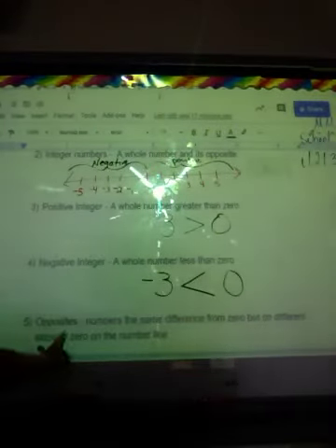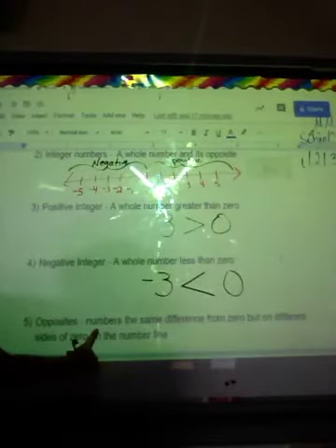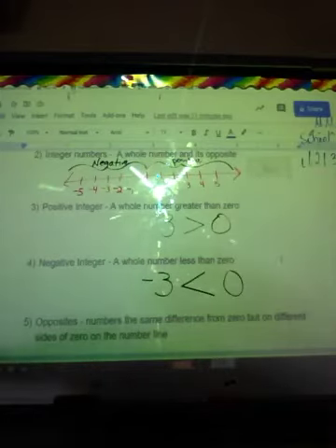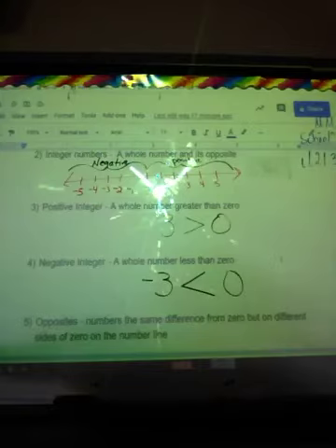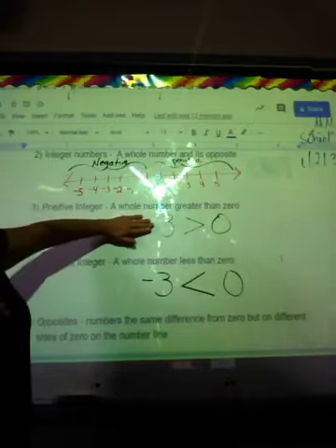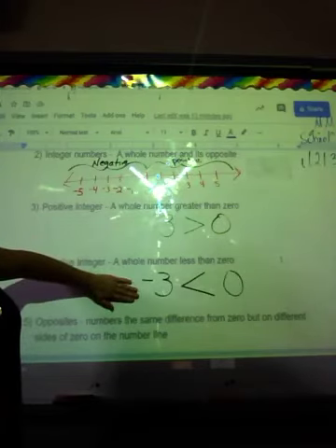Go ahead and write that down. So numbers, the same difference from 0, but on different sides of 0 on the number line. Alright, so 3 and -3 are opposites.